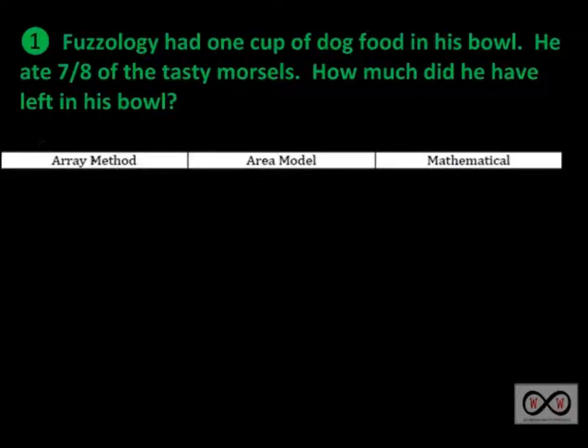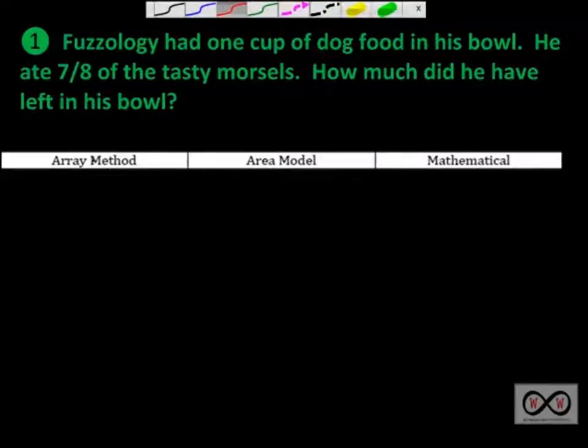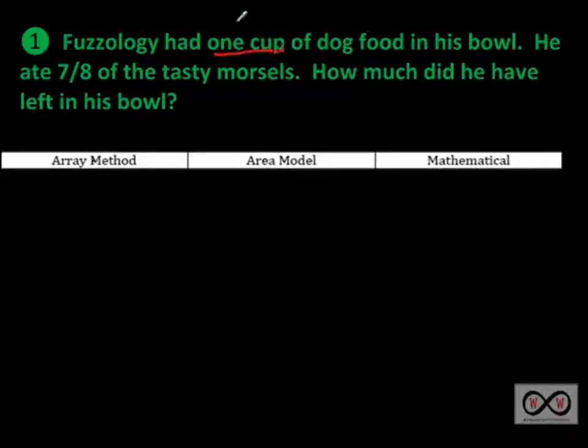Well, first of all, let's take a look at understanding the problem and highlight some of the key math information that we have in it. Let's go sentence by sentence. Fuzzology had 1 cup. There it is, 1 cup of dog food in his bowl. He ate, all right, so he ate 7/8. There's another bit of math information for you, of the tasty morsels.